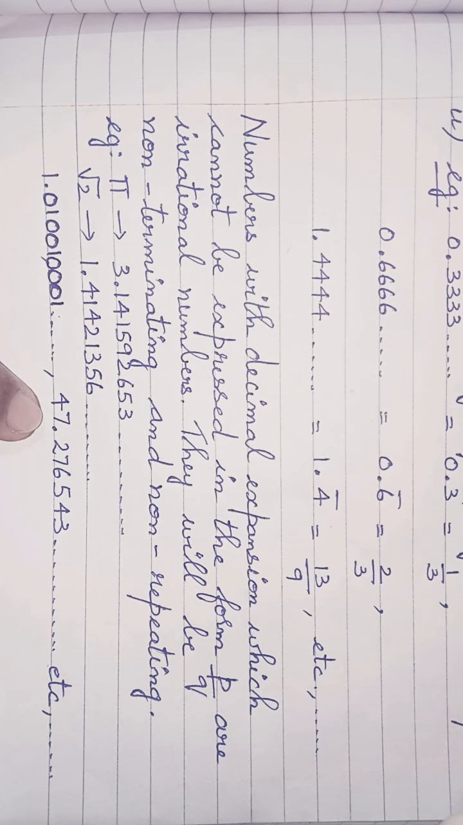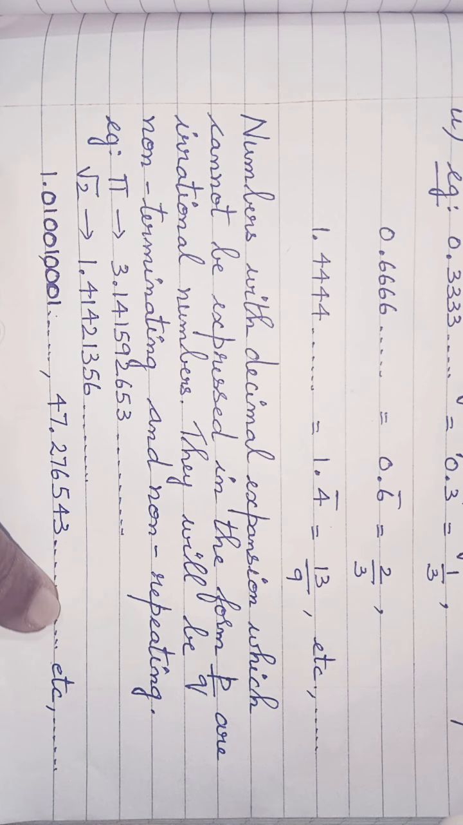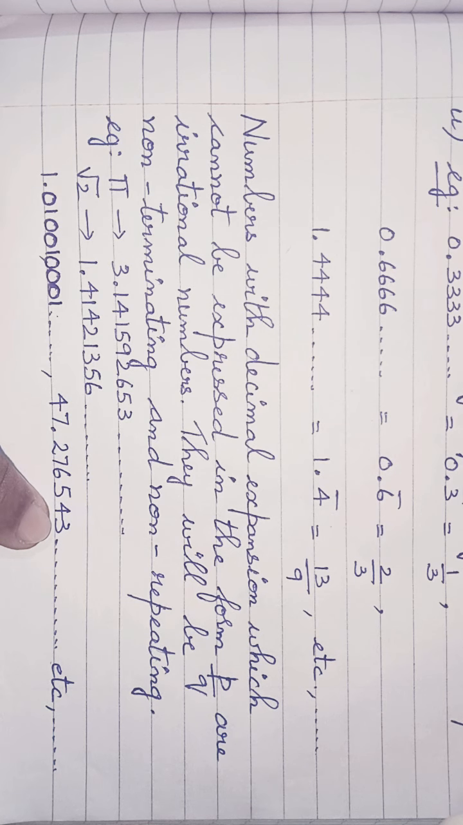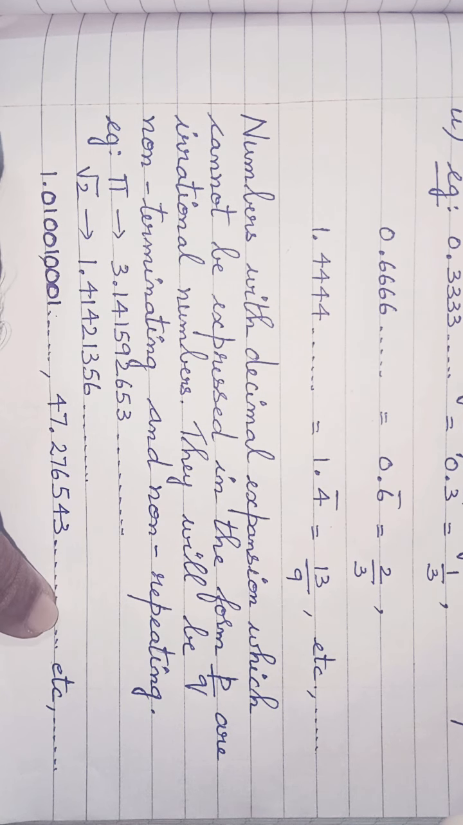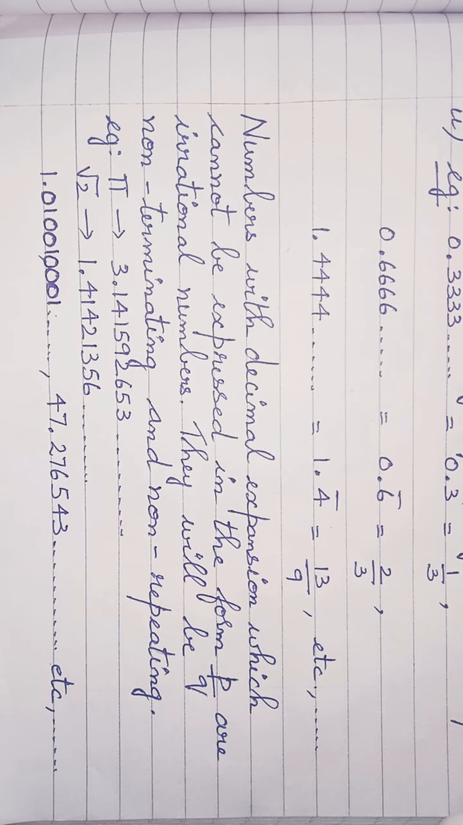One more example, you can see that there is another number here, 47.276543 dot. It continues like that. Now you can see that this number is non-terminating, it is not ending after some decimal places, and none of the digits is repeating also. So since it is a non-terminating and non-repeating number, it is an irrational number. So I hope you have understood clearly the meaning of rational and irrational numbers.